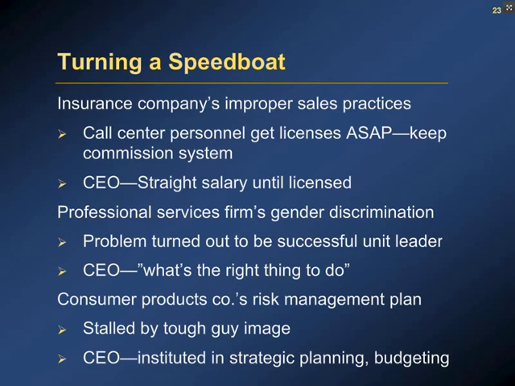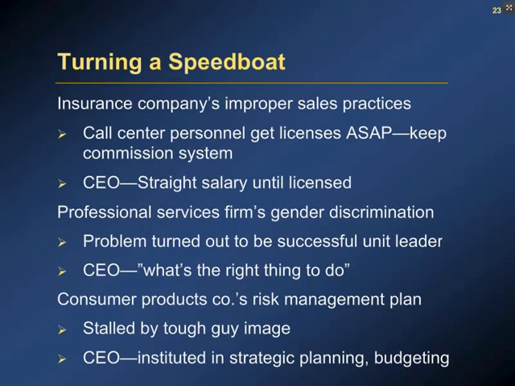Consumer products company, a tobacco company actually, wanted to install a risk management process, but the senior managers really didn't want to accept that because they had a tough guy image. They didn't want to acknowledge risk at all. What happened was the CEO decided to institute the program at the very top of the organization in strategic planning and budgeting with his direct reports, and that then ultimately cascaded down the organization, and it quickly became known it's acceptable to acknowledge and deal with risk.